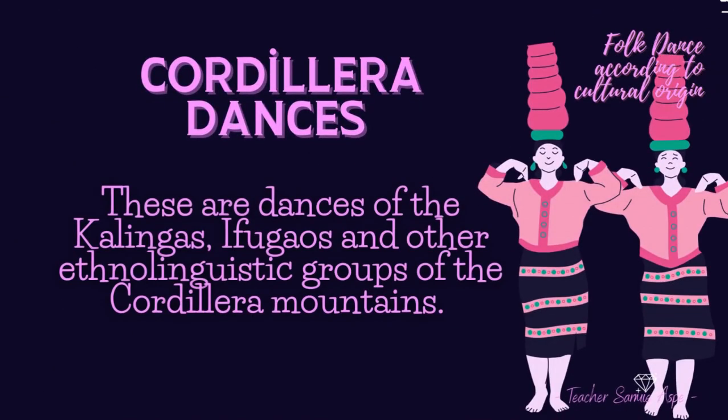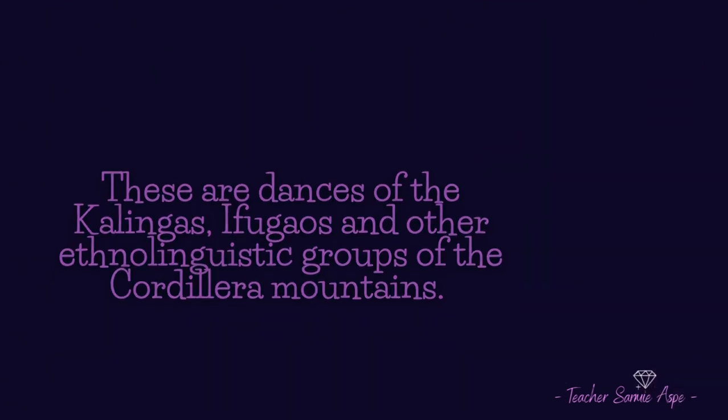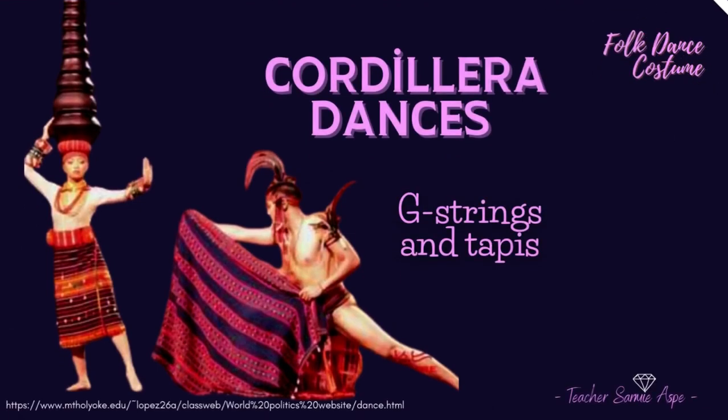Cordillera dances. These are dances of the Kalingas, Ifugao, and other ethno-linguistic groups of the Cordillera Mountains. Dances to celebrate victories, festivals, religious ritual, Thanksgiving, and other things. Musical instruments include nose flute, bamboo, guitar, drums, gongs, and wooden sticks. They are known for their distinct costumes such as G-strings and tapis and grounded movements which are a reflection of their daily routine.